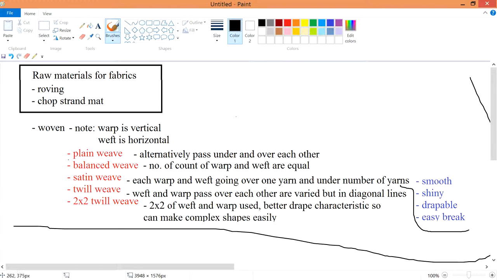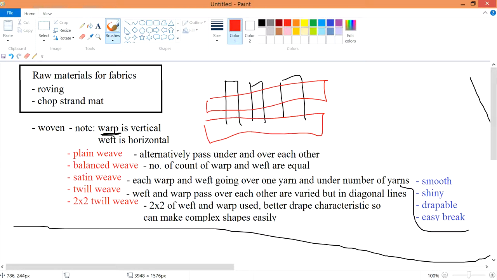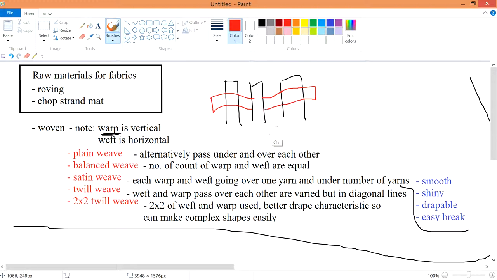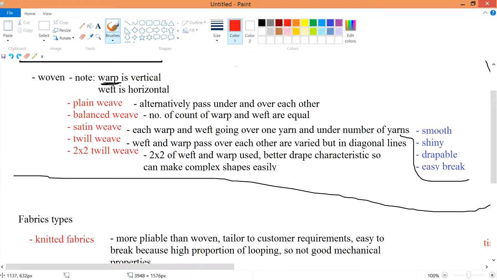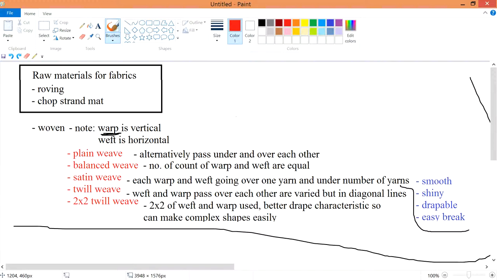So the woven is kind of like either roving or chop strand mat. I think most probably it is chop strand mat. The warp is vertical and the weft is horizontal. So over here, this is called the warp, and this is called the weft. Therefore you can put the weft below the warp and above the warp again, things like that. So these are all the weaving methods. You just need to understand all of this, and I'll not go into details, you just memorize them.